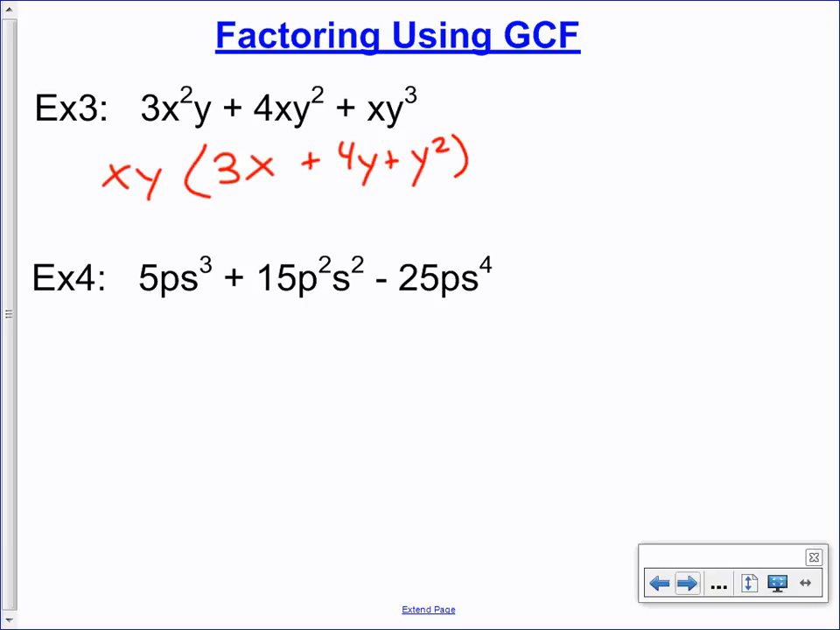GCF number 4. 5ps squared and ps2. Oh, you're too young to know what ps2 is. Okay, so what are we left with? s, 3p minus s squared. Okay, so GCF, GC first.